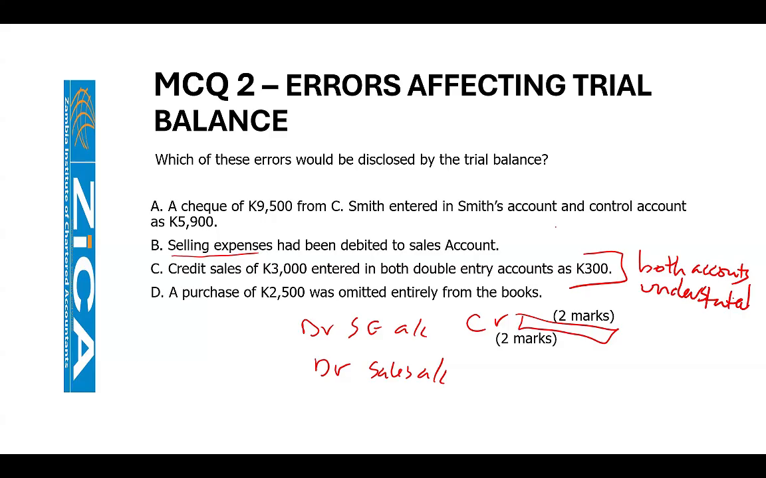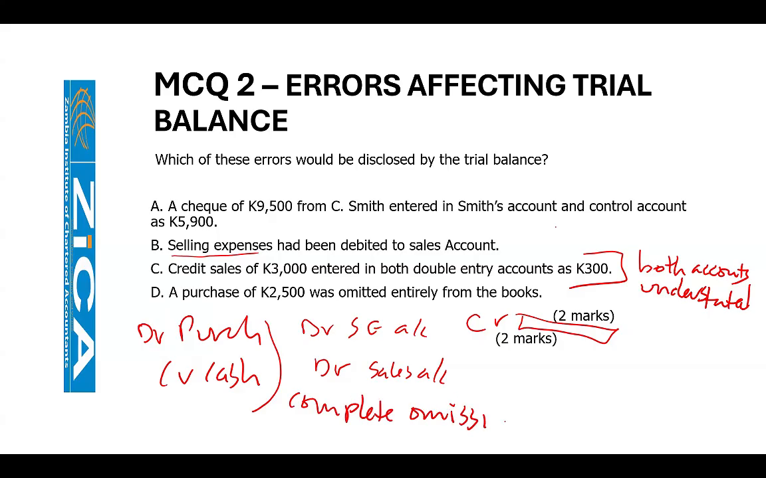When you look at D, a purchase of 2,500 was omitted entirely from the books. So when you buy, you are supposed to debit purchases and then credit cash or payable. And this one was entirely omitted from the books. So what is happening is that this one is a complete omission. So if it's a complete omission, it means that the trial balance will balance.